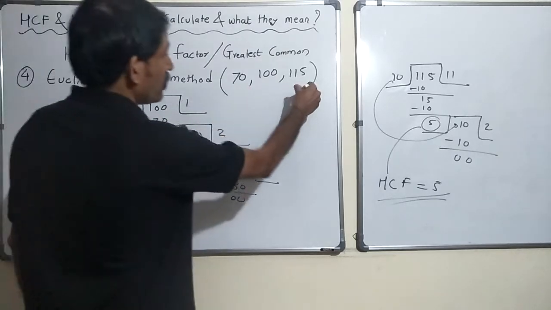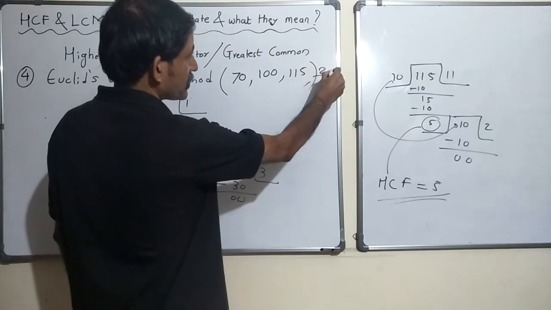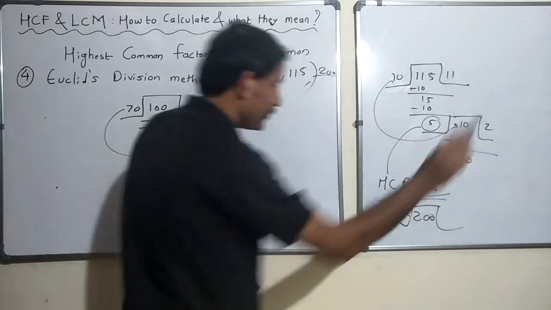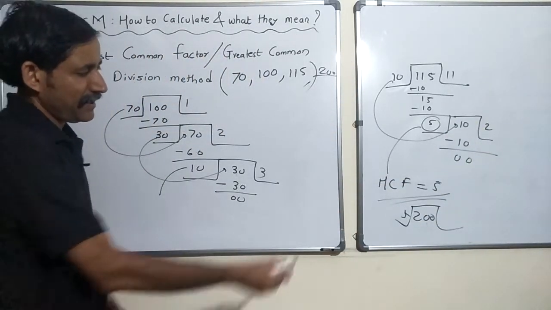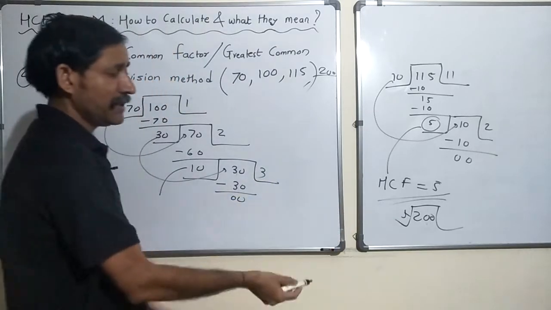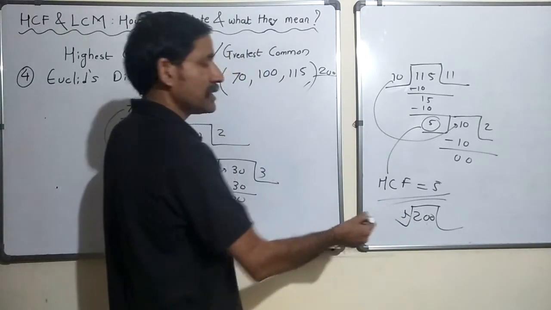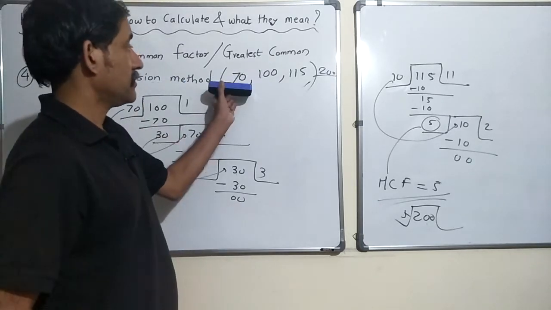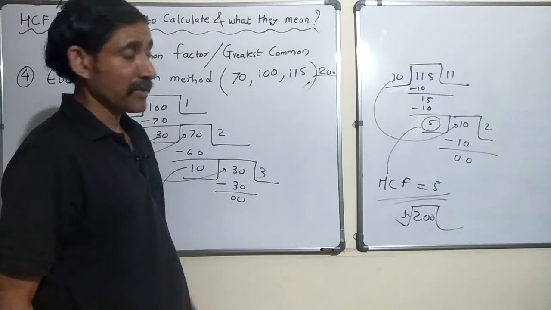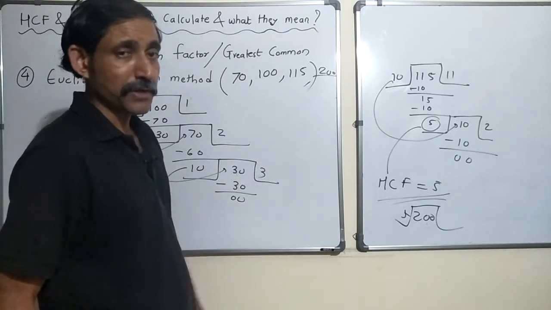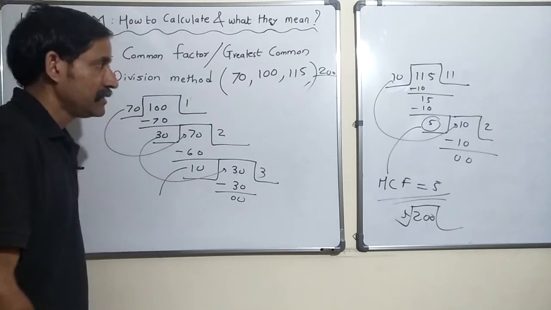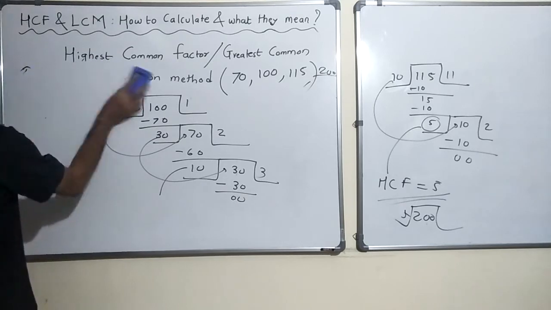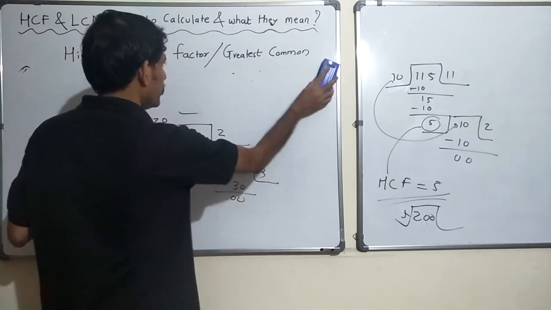And if there was one more number, let's say 200, then this would have continued further. If the fourth number was 200, definitely 5 divides 200, so HCF would have remained 5 only. But as you can see, as the numbers increase, the amount of time to calculate would also increase. You have to take one after another. So that was the fourth method. We learned how to calculate HCF using 4 different methods.